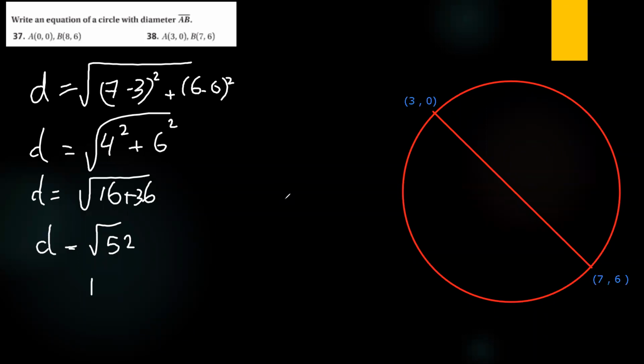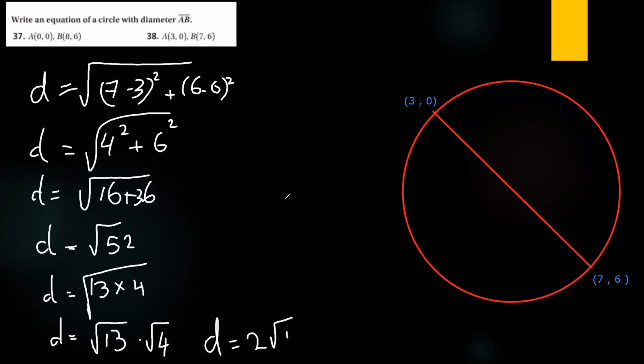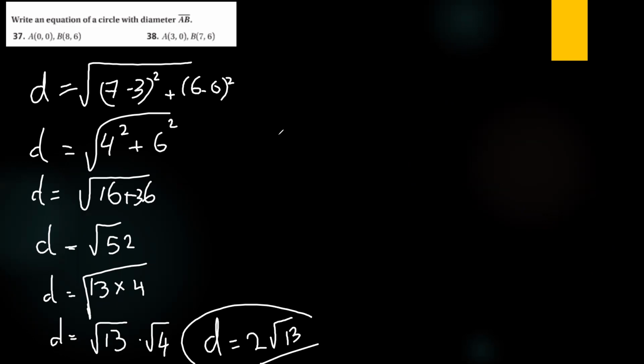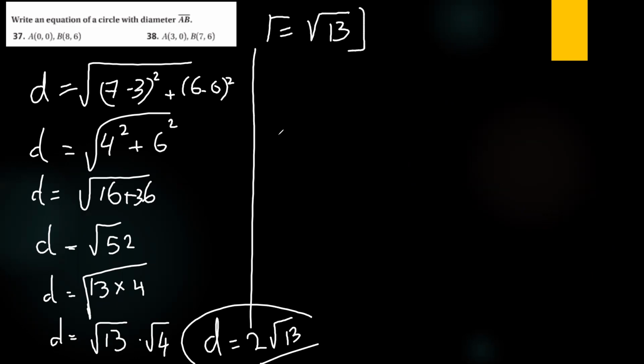52, you can write it as 13 times 4. So the diameter here is 2 square root of 13. So you find the diameter now. So the radius will be square root of 13 because you have to divide D by 2. So after you find the radius, you have to find now the center by using the midpoint formula, which we said before.